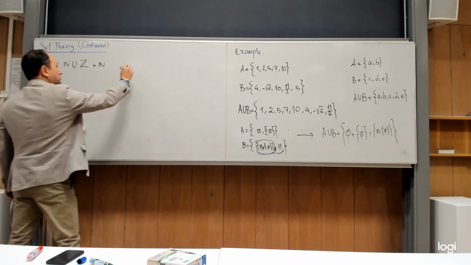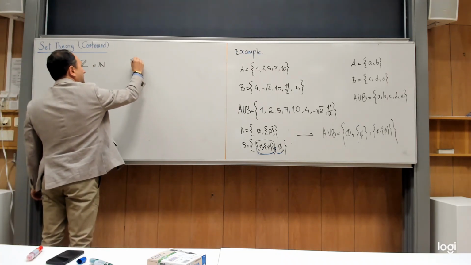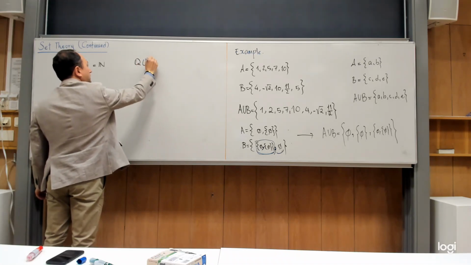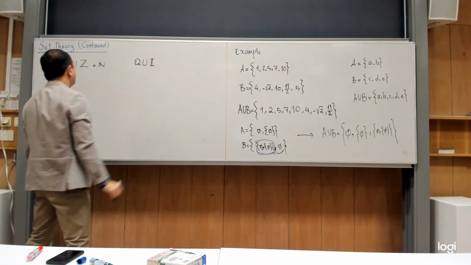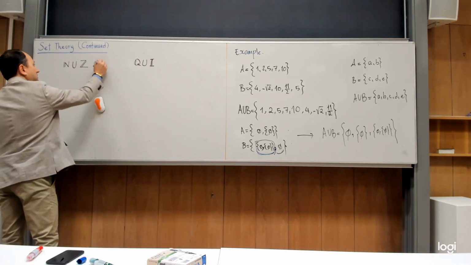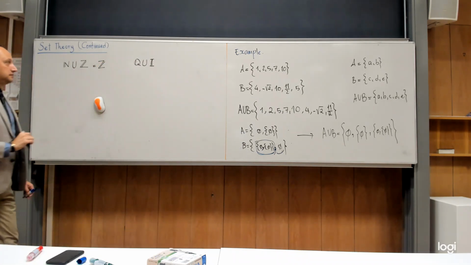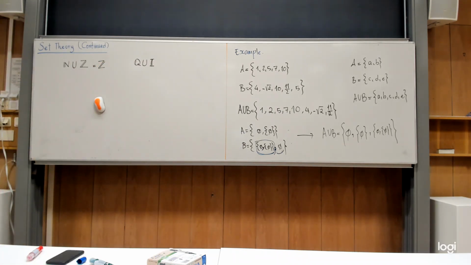Okay, one more question. What happens if I have Q union with the set of irrational numbers? Q is the set of rational numbers, the complement is the set of irrational numbers. If I union them, what will happen then? The universal set? What is the universal set in this case? The set of real numbers?